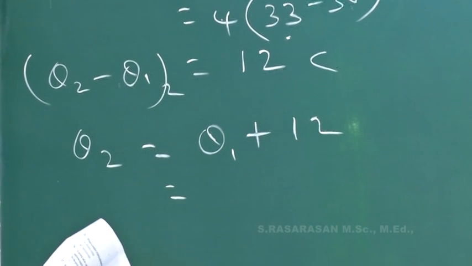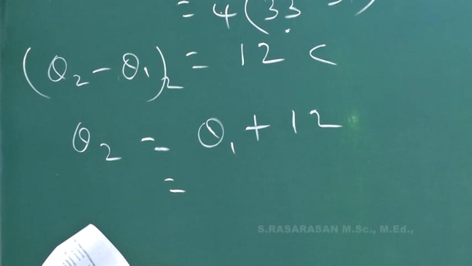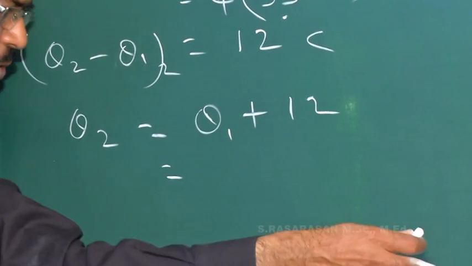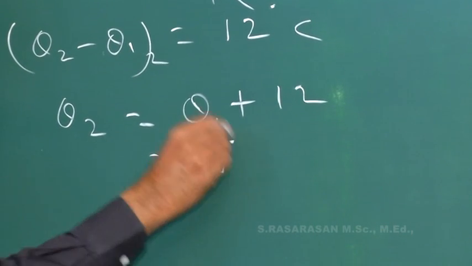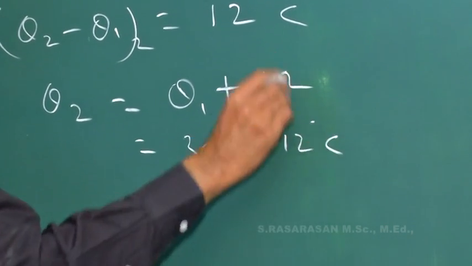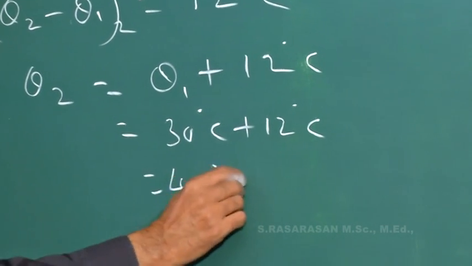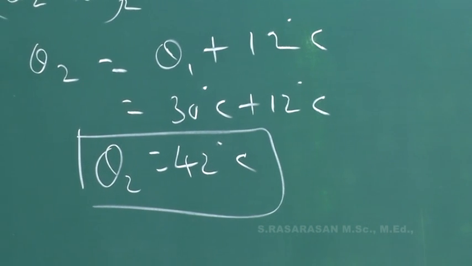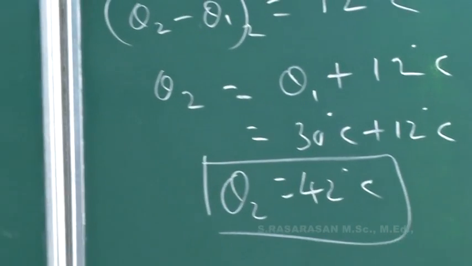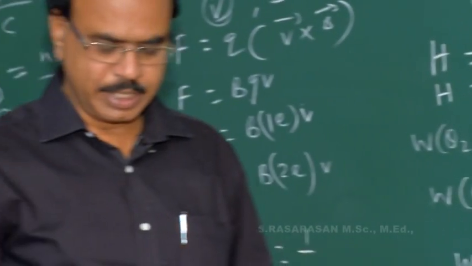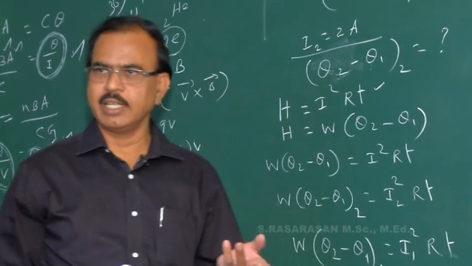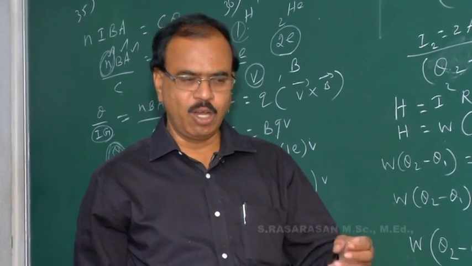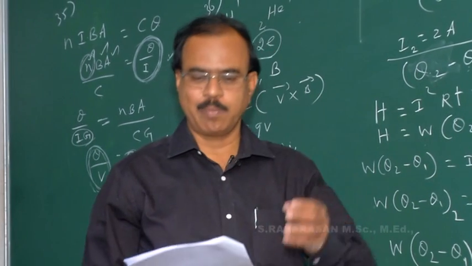Is theta 1 given? At the end of the problem, the temperature of water increases from 30 degrees Celsius to dash. So it is 30 degrees Celsius plus 12 degrees Celsius, which is equal to 42 degrees Celsius. So really good problem, relating the two equations: the actual Joule's law and the formula required to calculate the heat evolved in Joule's calorimeter apparatus.